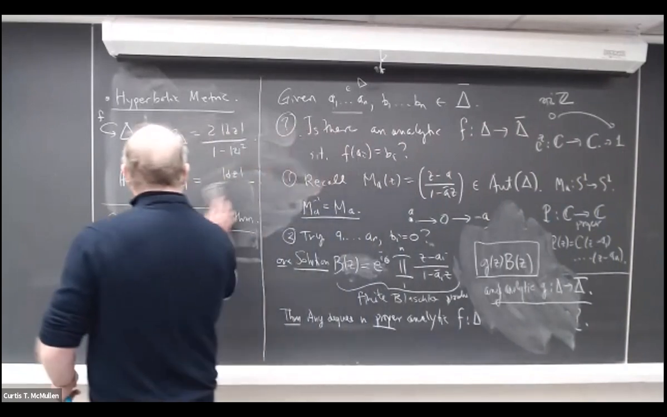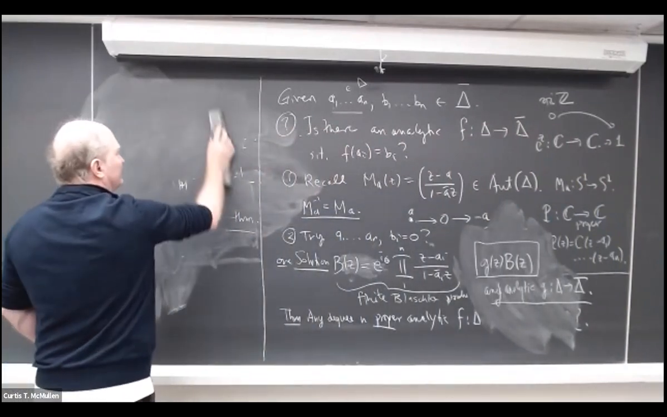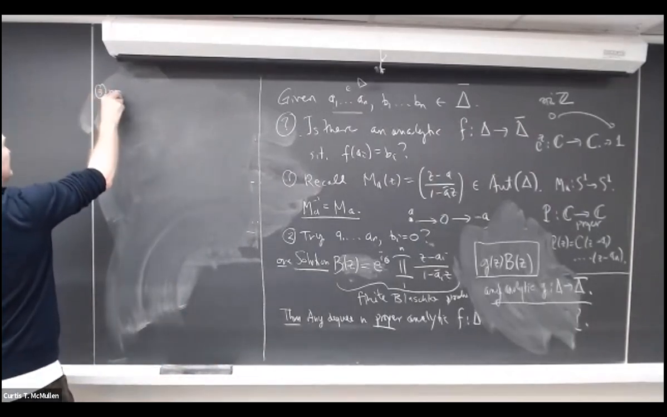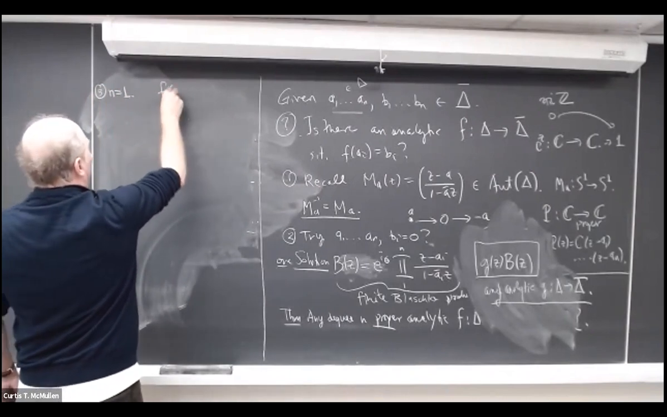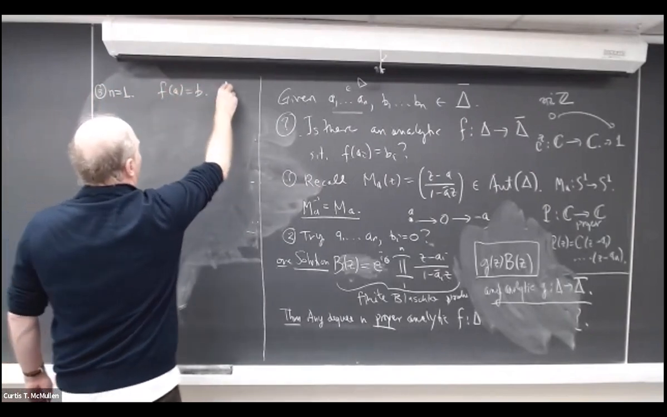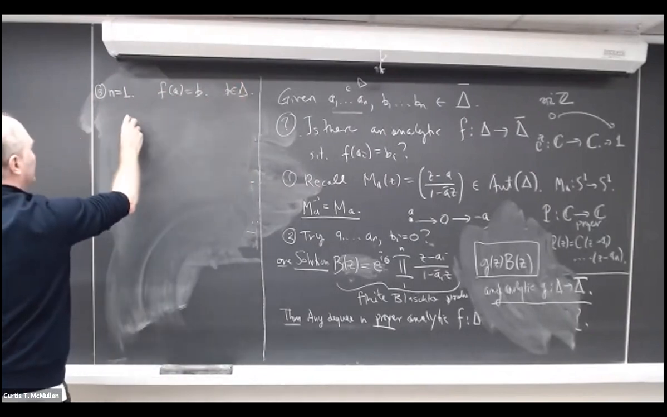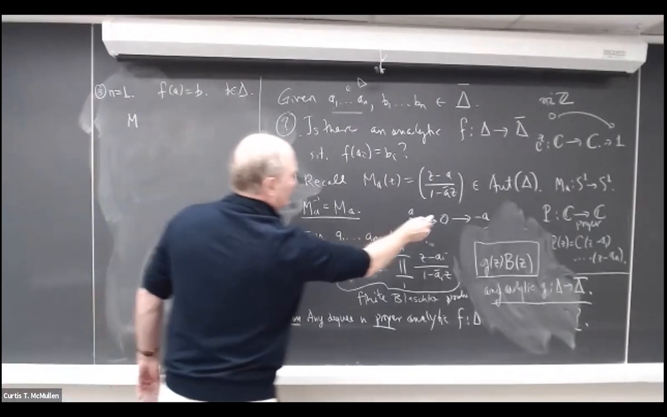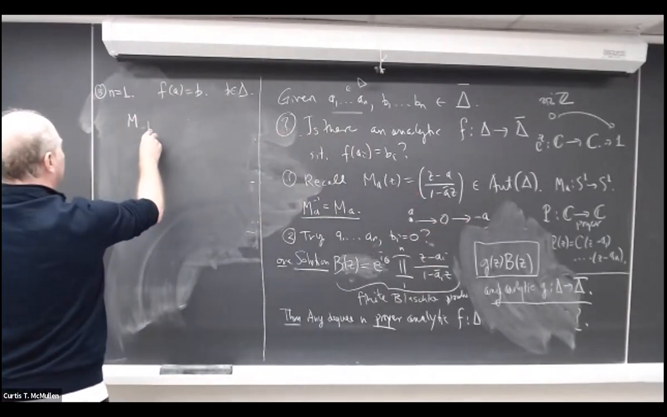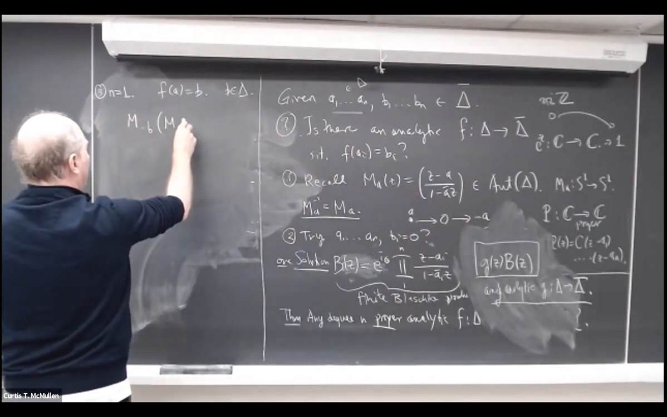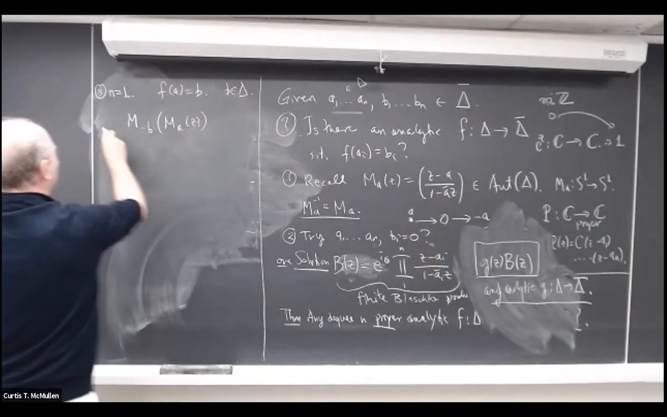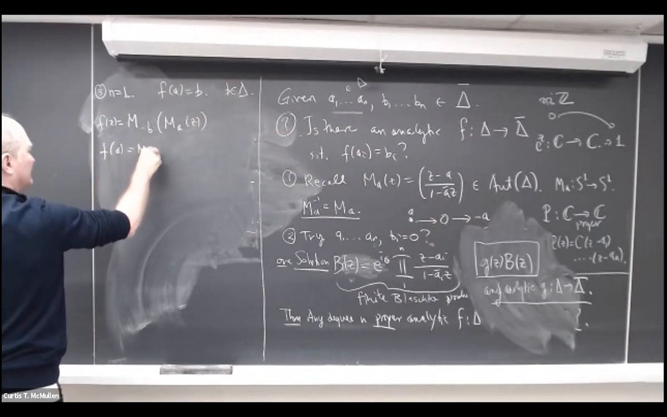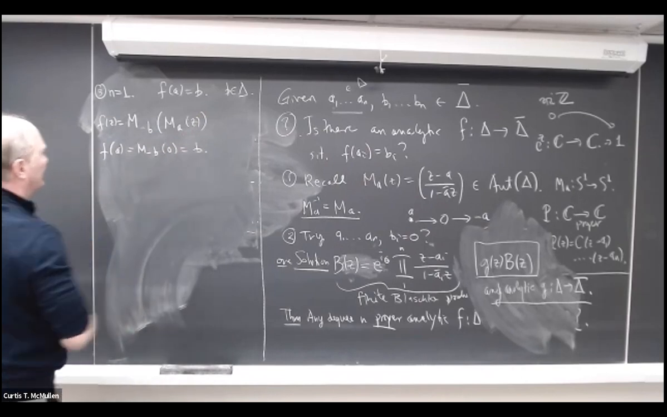Okay, so that's one very special interpolation problem. Let's be a little bit more systematic. Suppose n is 1. So we want a function with f of a equal to b. Well, as long as b is in the disk, we can just take the Mobius transformation that sends 0 to b, so that would be m of minus b, and compose it with m a of z. Call that f of z. Because then f of a is m minus b of 0, which is b.